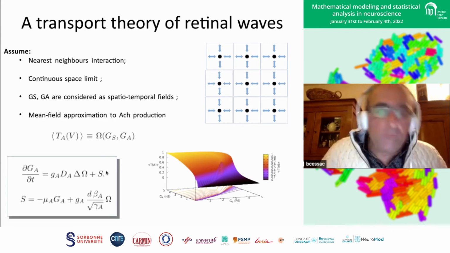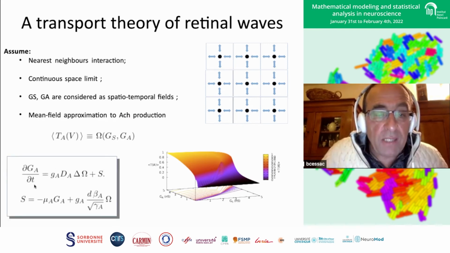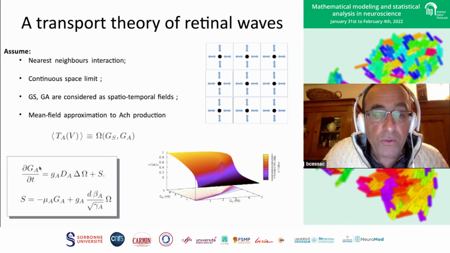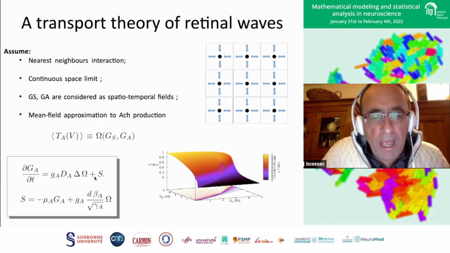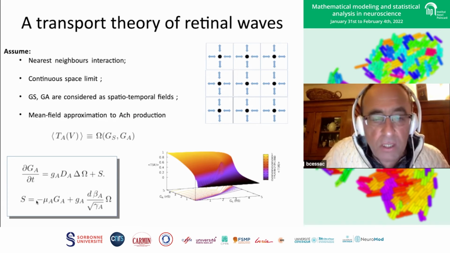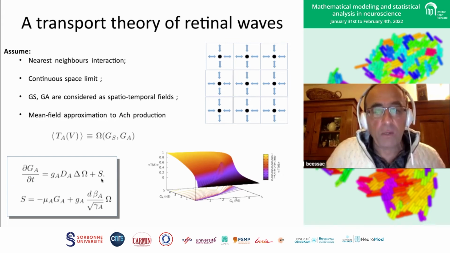And now, to make a long story short, you arrive at an equation of this type. So omega is this function. It's a nonlinear function of GS and GA. So the equation of acetylcholine conductance obeys a transport equation of this type, where you see that, in fact, you have a diffusion coefficient here, you have a Laplacian, but applied on this nonlinear function, which makes the story a bit difficult. And you have a source term which contains a dissipation of acetylcholine and a production of acetylcholine. So this term in general is slightly negative, but it's a forcing term of the equation.